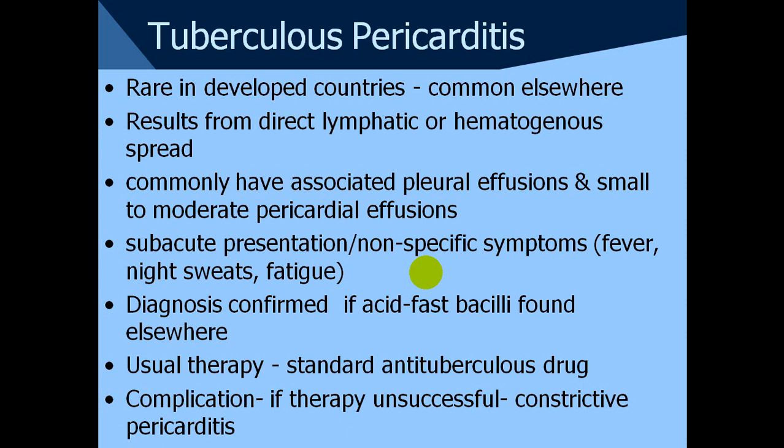Usual therapy is standard anti-TB drugs. If not responding, sometimes we can add corticosteroid, and in some cases we need pericardiectomy if it is constrictive pericarditis. Constrictive pericarditis is a complication if therapy is unsuccessful.